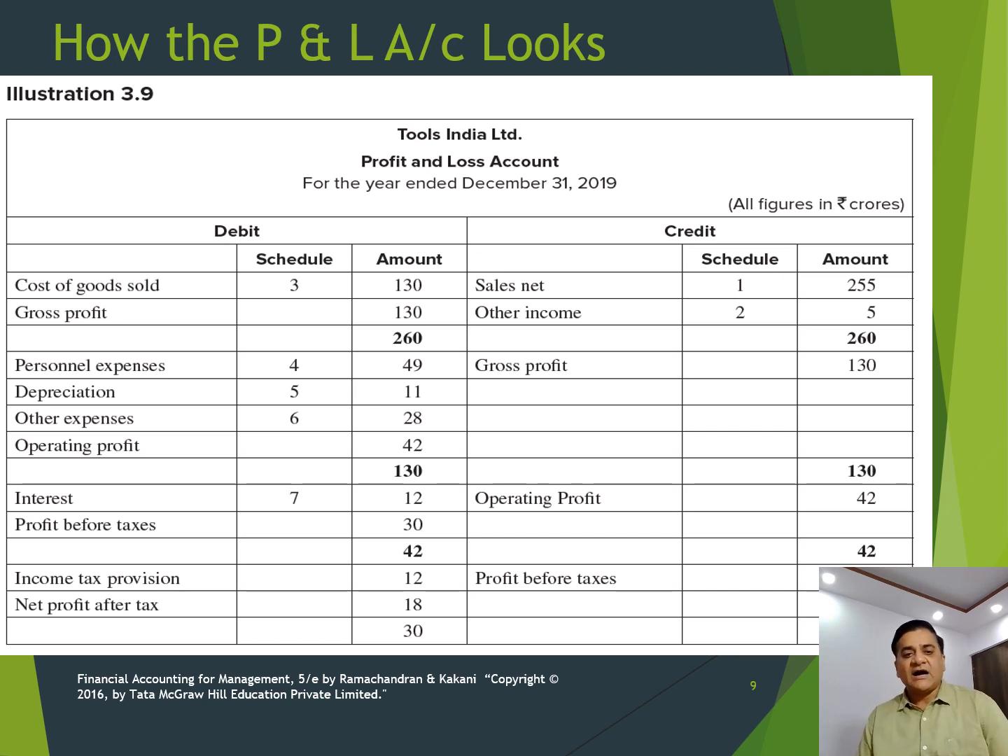Now let us see how a balance sheet typically looks. We'll be using the same illustration to explain all the terms in our future classes. So let us see how an income statement or profit and loss account looks. On one side you have the debit side; we'll see what debit is, what credit is. Just remember that on the debit side you write all the expenses.